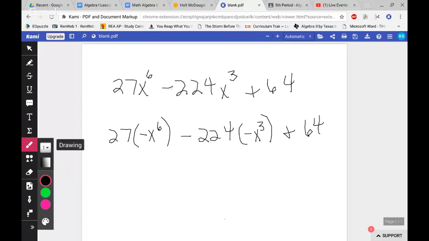All right, now what would happen if you multiplied a negative x and raised it to a 6? Nothing is going to change on that. It's still going to remain positive, right?